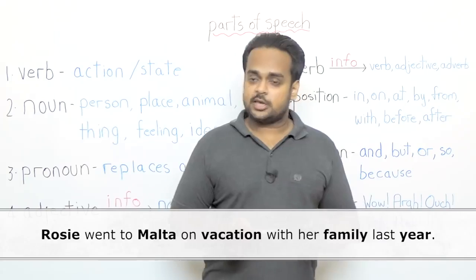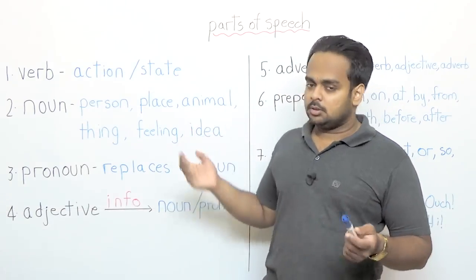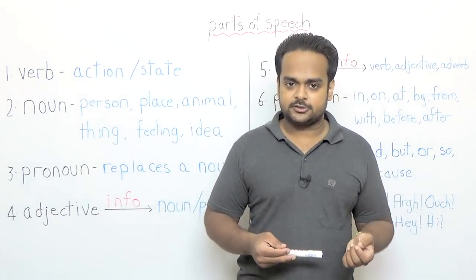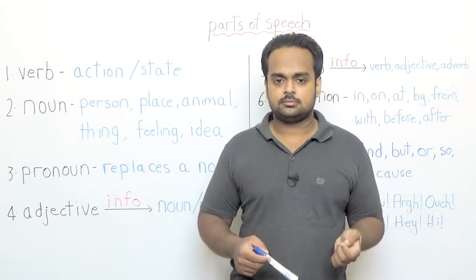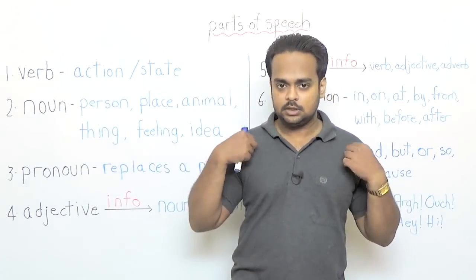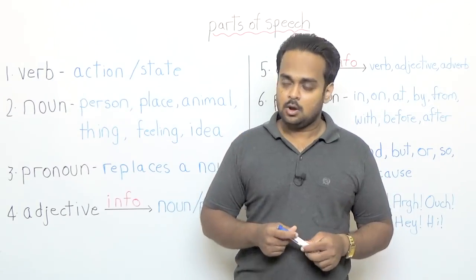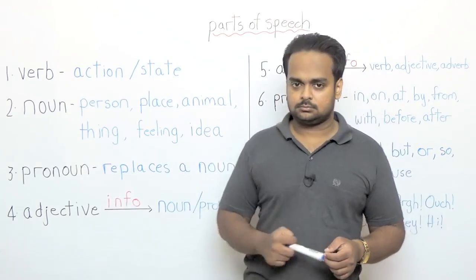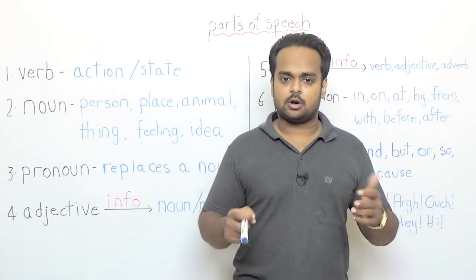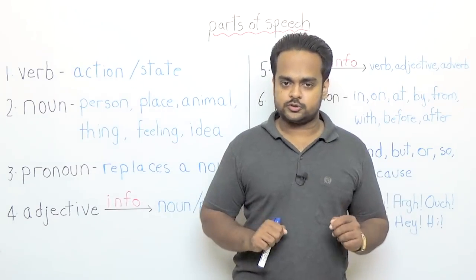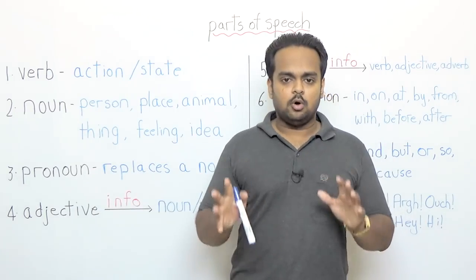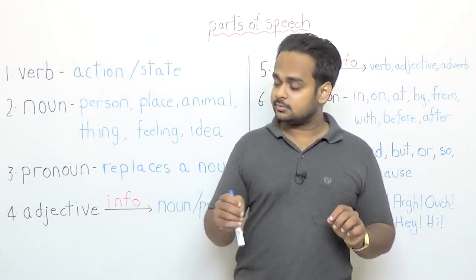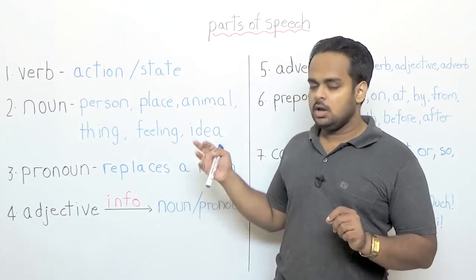Now, of course, nouns can also be animals like dogs or cats, or a noun could be a thing, like watch, pen, t-shirt, etc. Or it could be a feeling, such as love or anger. Those are all nouns. What's a pronoun though? Well, a pronoun is a word that replaces a noun.